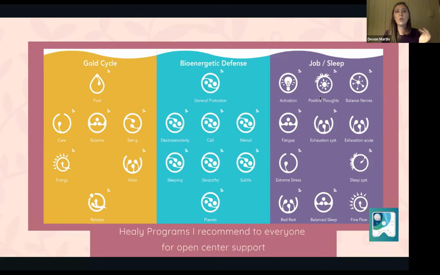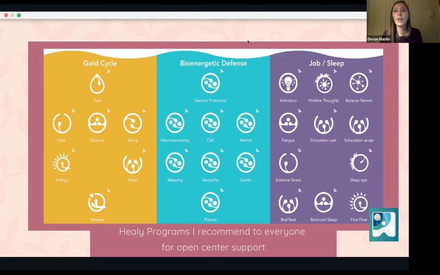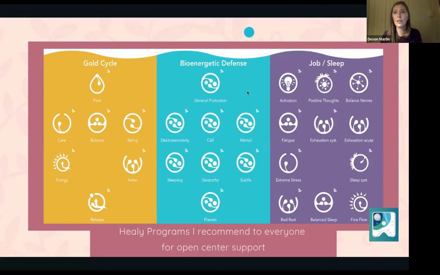And then obviously the gold cycles in Healy, because the gold, I mean, it's gold, right? I love the gold programs. Release is excellent if you pick up a lot of stuff or you feel like you're really out of balance or lots coming up. And one of my favorites is Pure, which is really great for any kind of environmental stuff that's going on with us, like diet, sleep, all that kind of stuff. So this is generally what I recommend for open center support. Obviously there's probably more, but I'm going to go deeper into programs for specific centers in a moment.